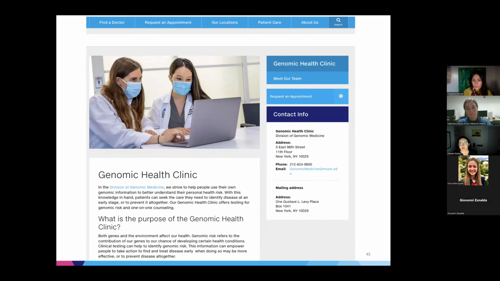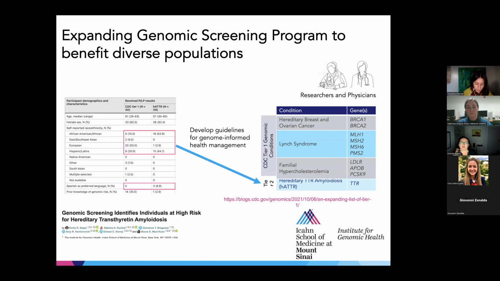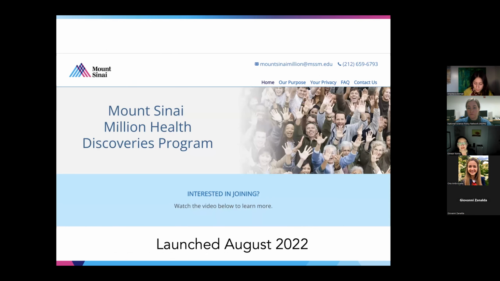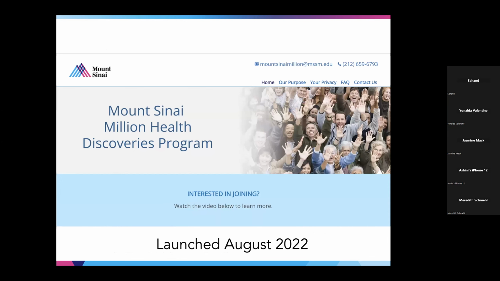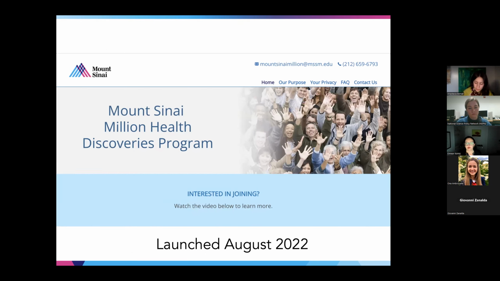We've now actually scaled this up into a clinic that sits in clinical care that screens for genomic risk of disease, and we have really expanded these programs to add diseases and disease-associated genes that really impact the families and communities within our health system. So, for example, hereditary TTR amyloidosis, where there is an autosomal dominant pathogenic variant at 4% in African American populations here in New York City. And that has led our health system to really see the value of and invest more deeply into biobanking. And we launched this summer the Mount Sinai Million Health Discoveries Program.